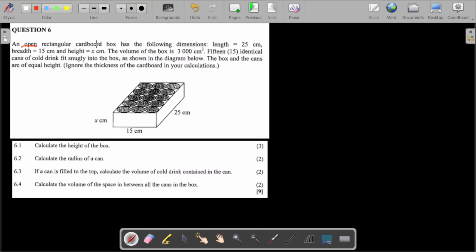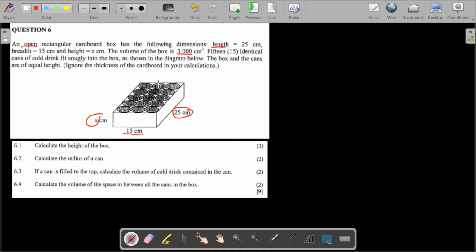An open rectangular cardboard box has the following dimensions. The length is 25 centimeters, the breadth is 15 centimeters, and the height is going to be x. The volume of the box is 3,000 centimeters cubed, and 15 identical cans of cold drink fit snugly into the box.